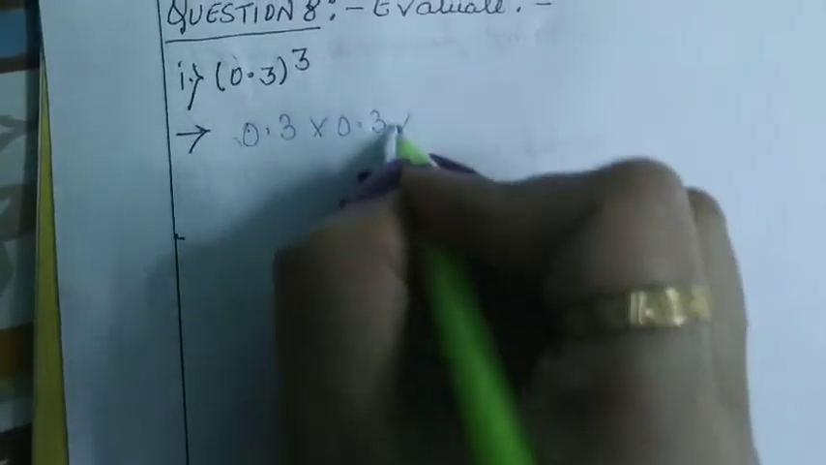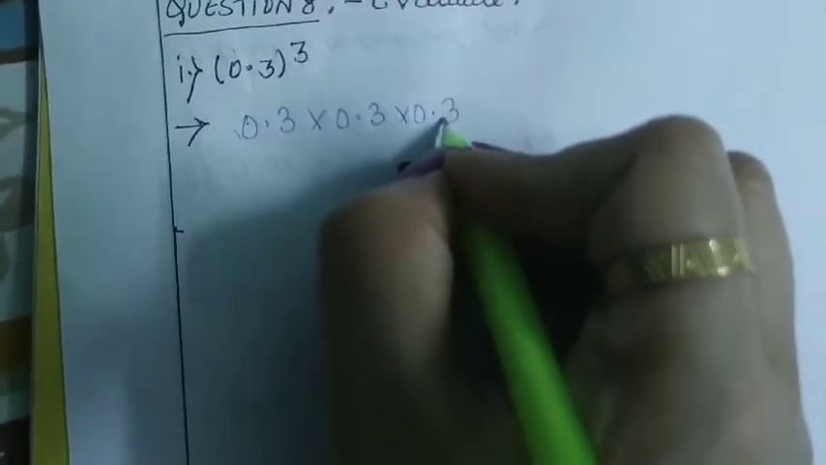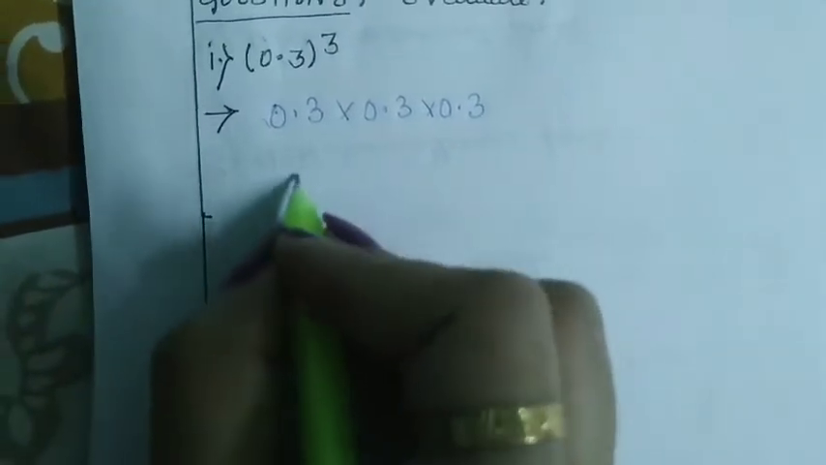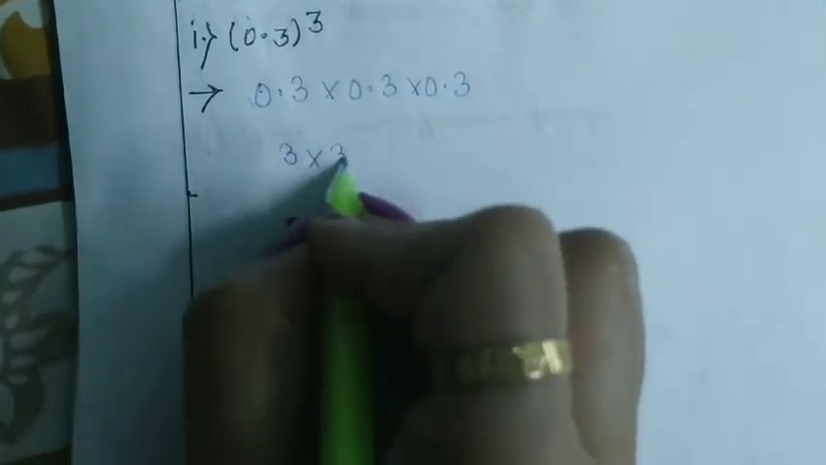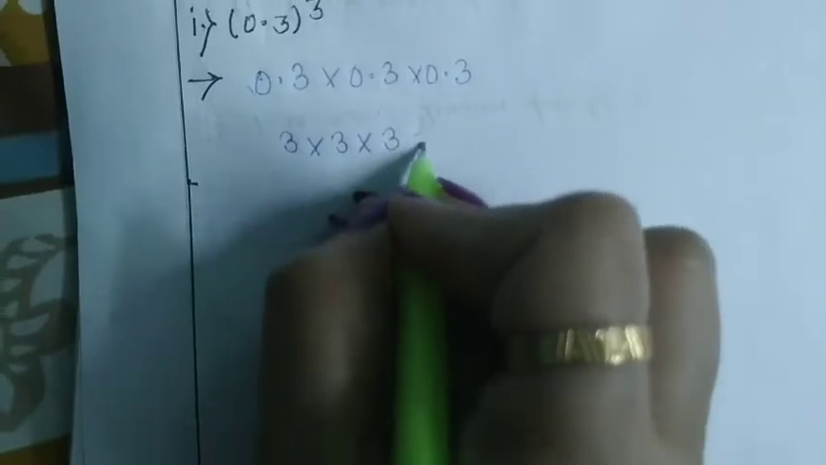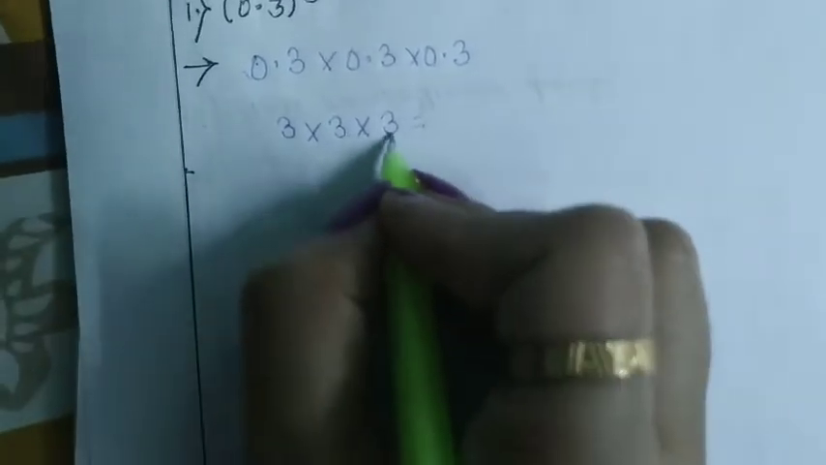Question number 8. Evaluate 0.3 to the whole cube. That means 0.3 is multiplied 3 times. 0.3 into 0.3 into 0.3. After that, we will multiply these three numbers without the decimal point. That means 3 into 3 into 3. We will get 3 threes are 9, 9 threes are 27.